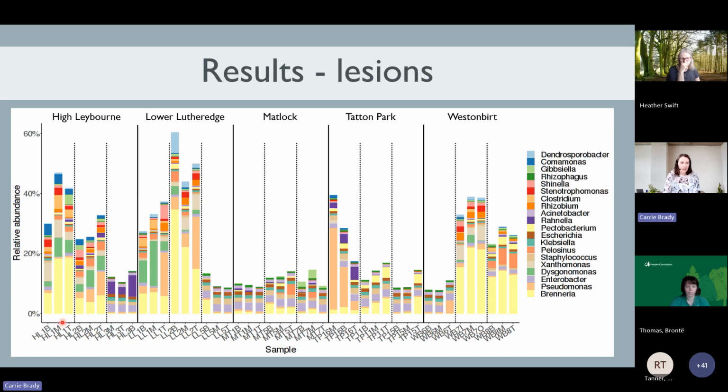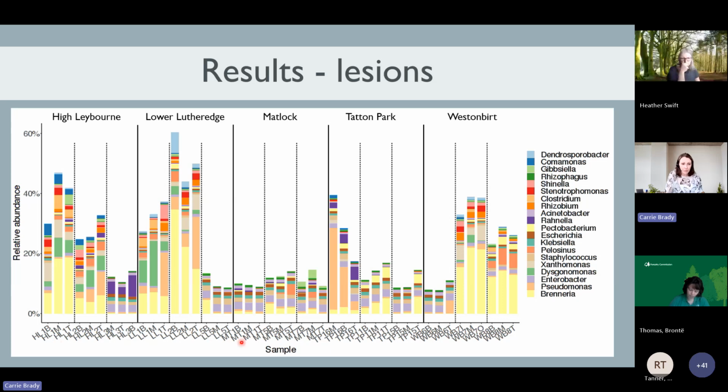So if we look at high Leybourne, the first 9 bars here, and the first 3 bars here are the same lesion, but the bottom, the middle, and the top. And you can see differences in the relative abundance of Brunaria and also differences in the other microorganisms that are found in that lesion.